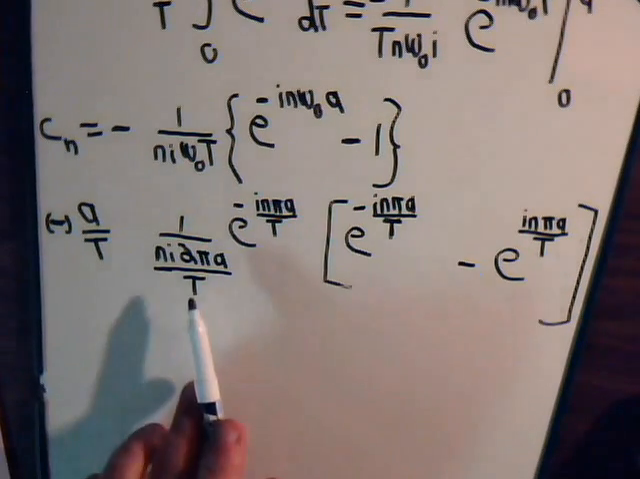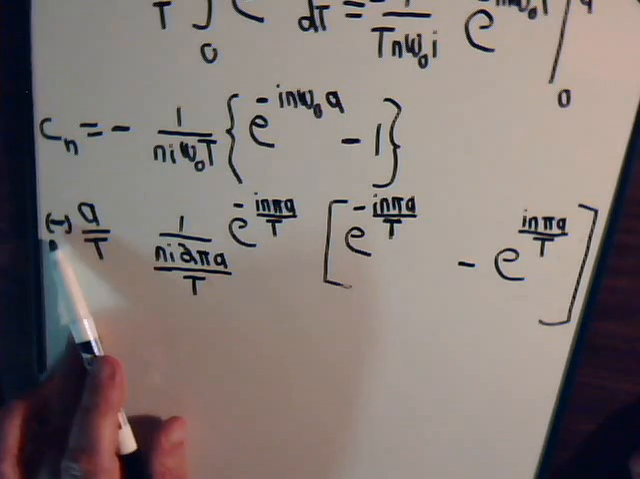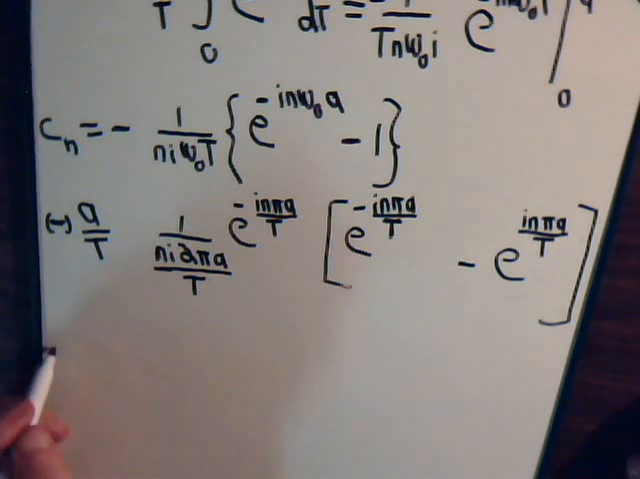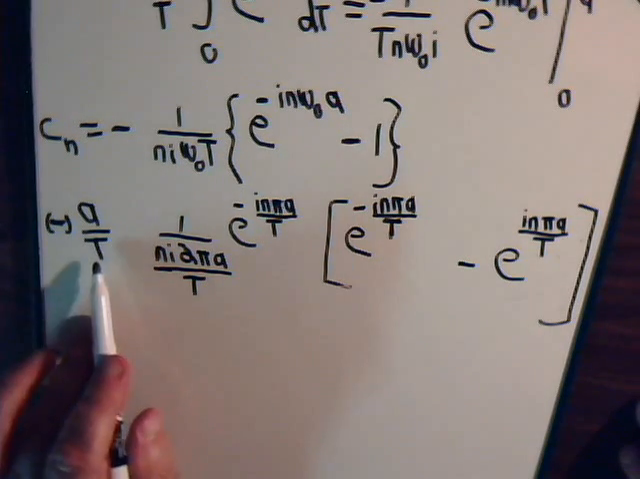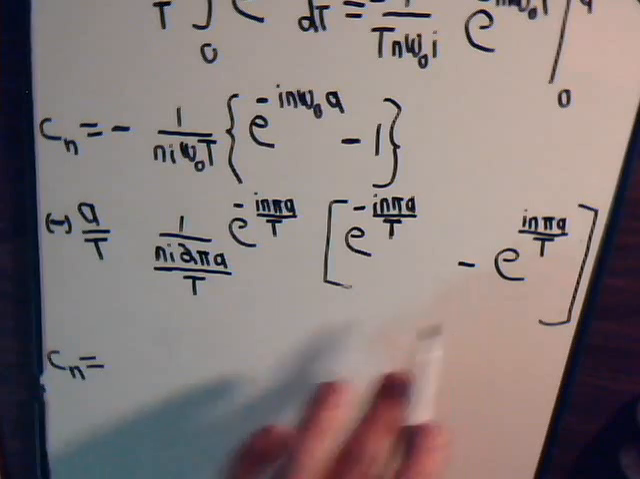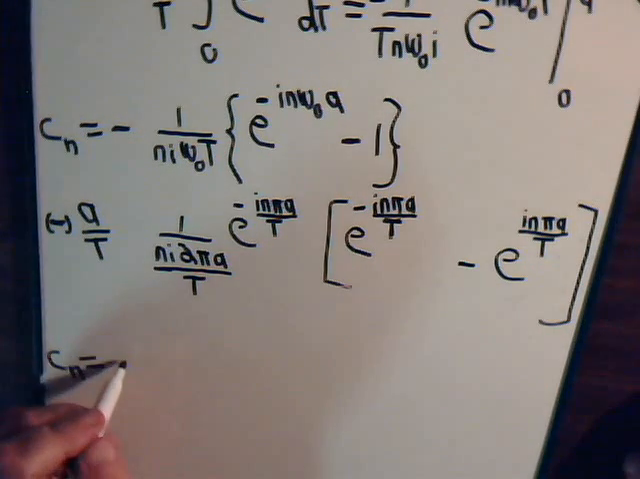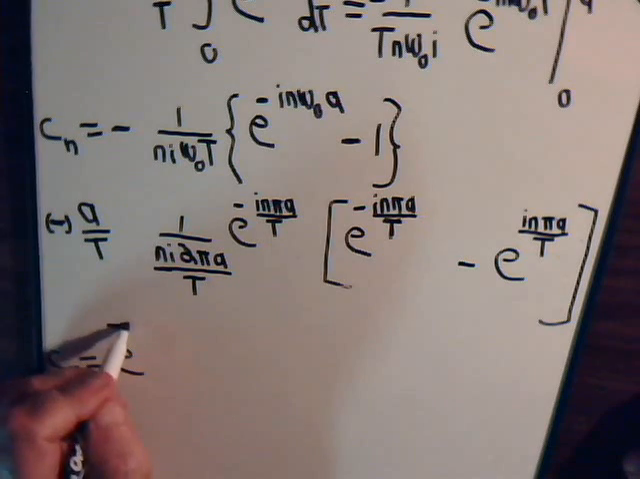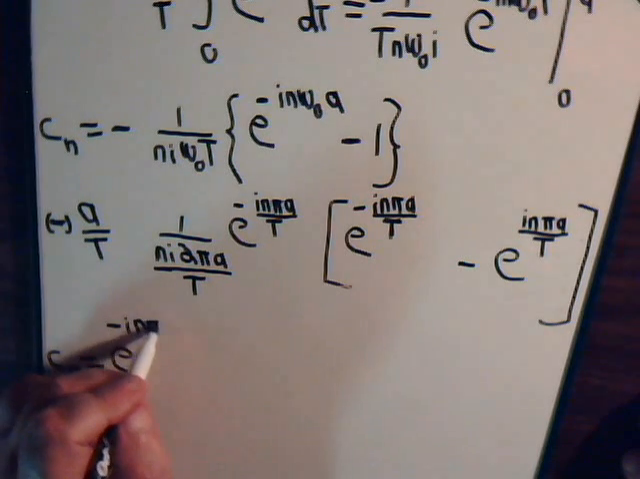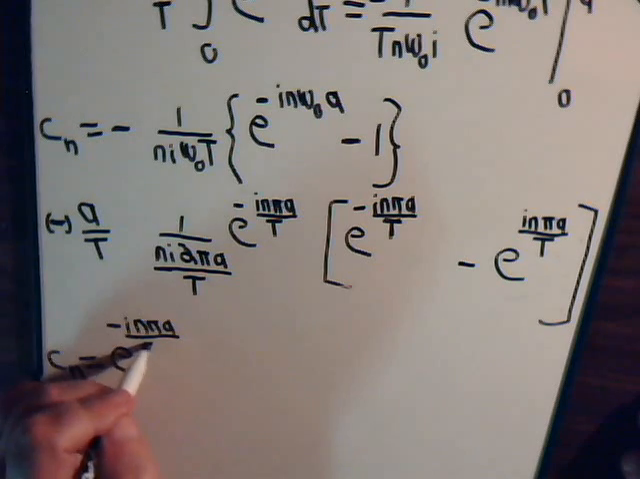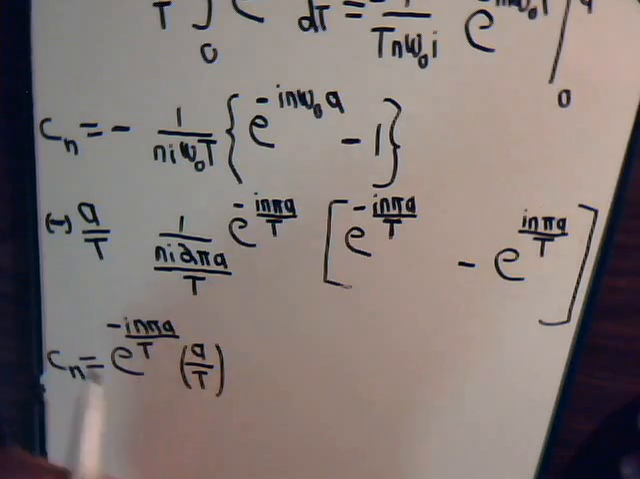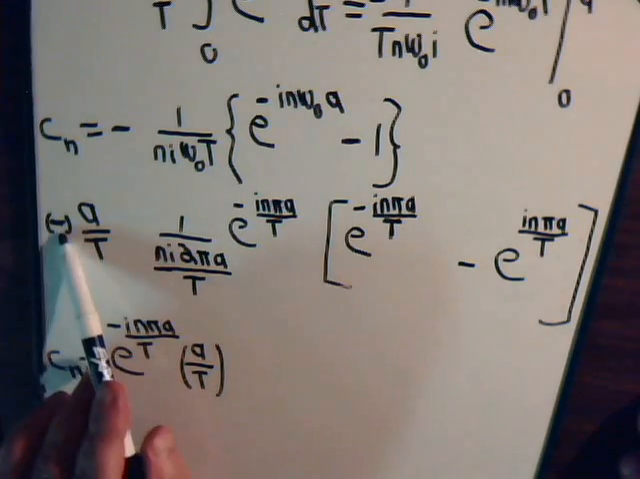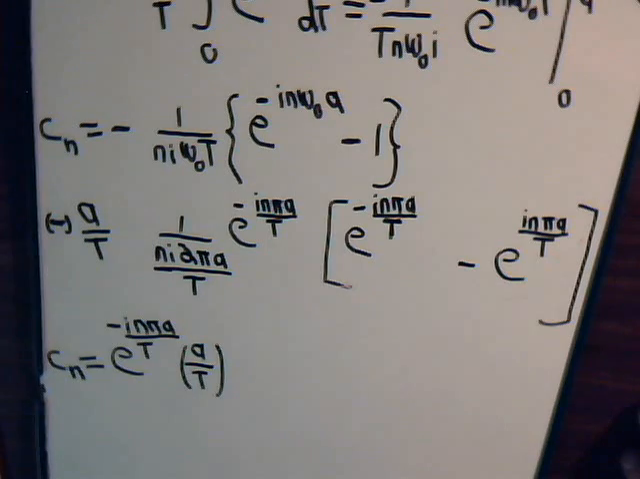So now we can take this along with the negative sign into here. And what will we have? We'll have C sub n will equal this, and this will go inside, so we'll have this and this, e to the minus i n pi a over t times a over t, and this along with the negative sign goes into here. So we're going to take in the negative sign. Let's get the numerator squared away.